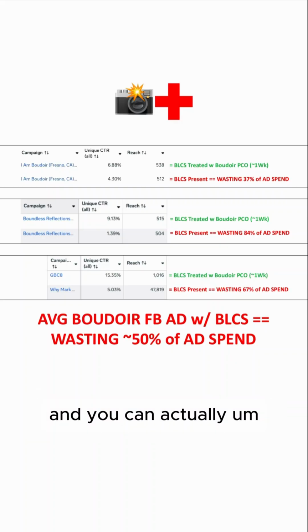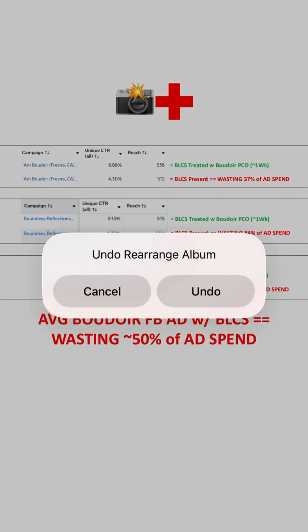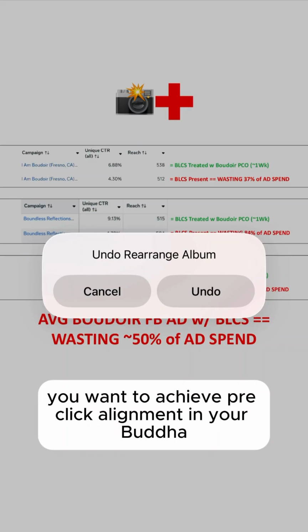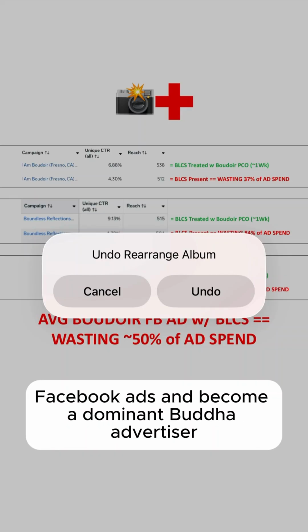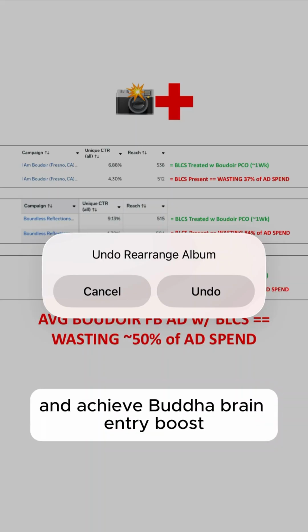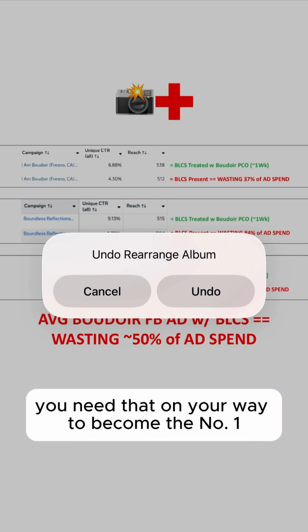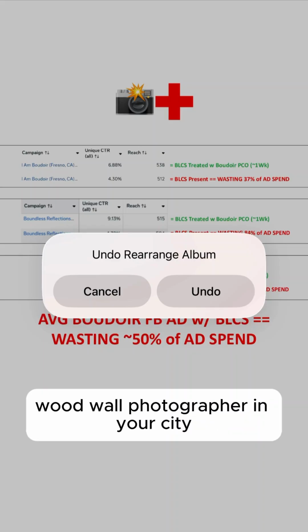So that's an outcome you want. And you want to achieve pre-click alignment in your boudoir Facebook ads, become a dominant boudoir advertiser, and achieve Boudoir Brain Entry Boost, because you know you need that on your way to becoming the number one boudoir photographer in your city.